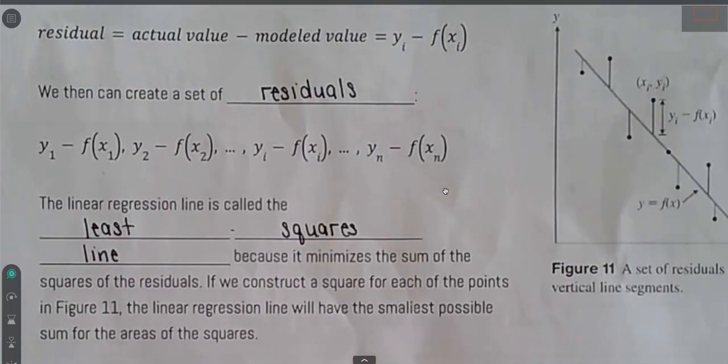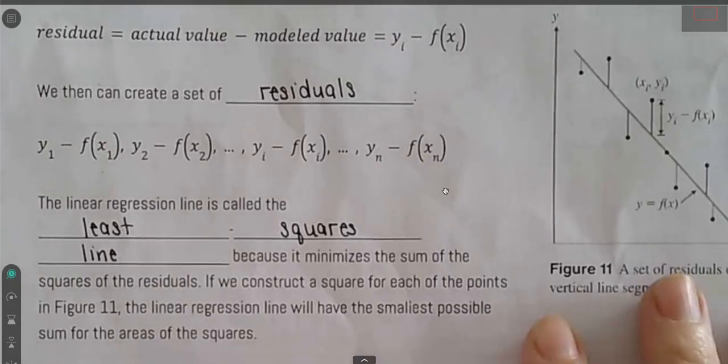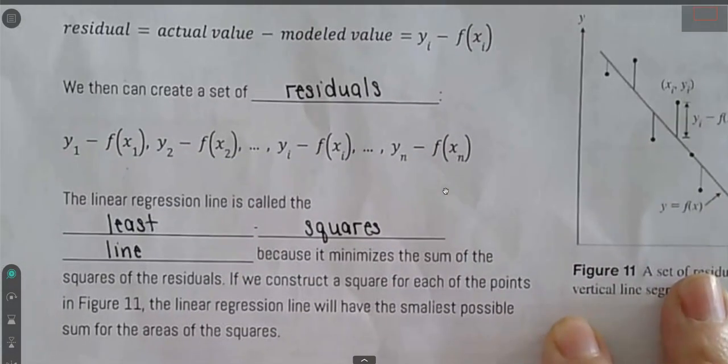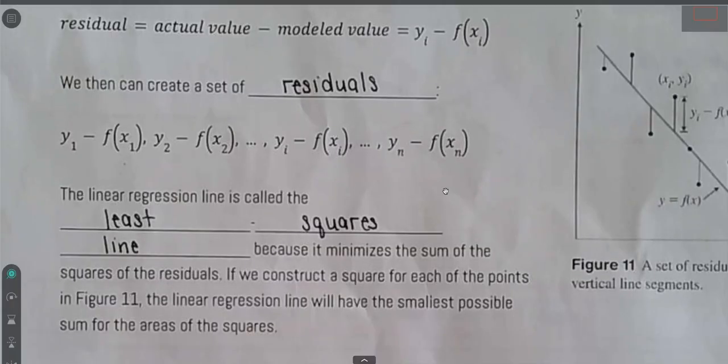And we're going to use the calculator to do this. The linear regression line is called the least squares line because it minimizes the sum of the squares of the residuals. If we construct a square for each of the points in figure 11, over here, the linear regression line will have the smallest possible sum for the areas of the squares.